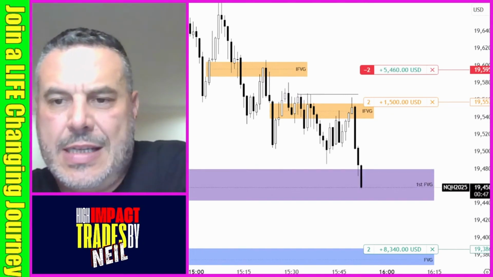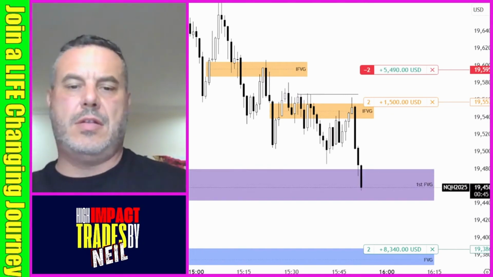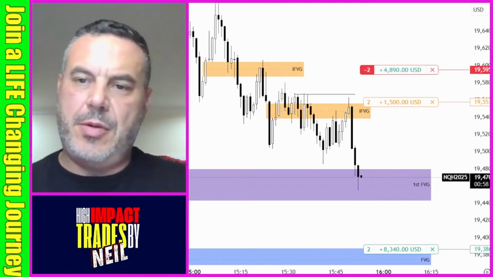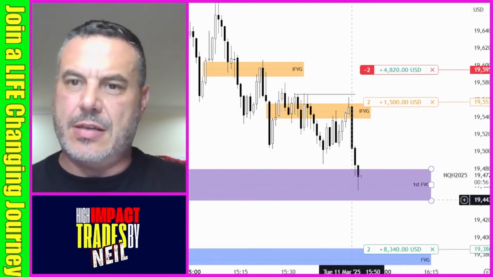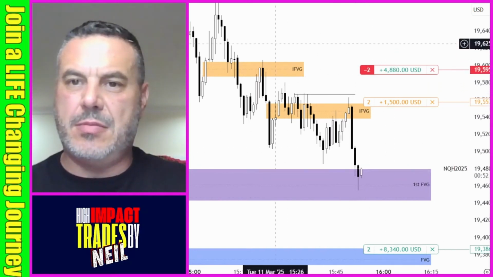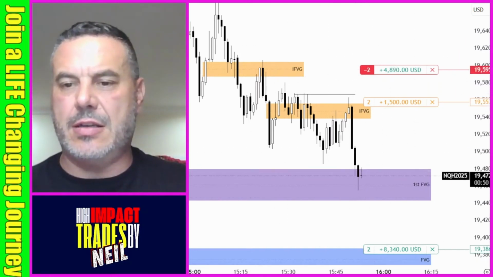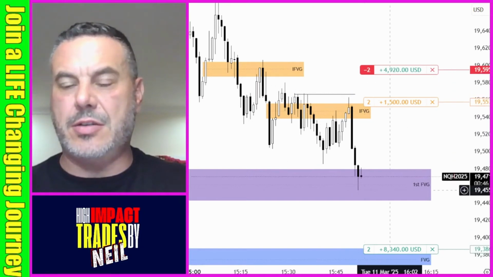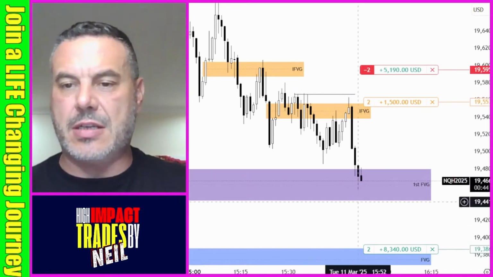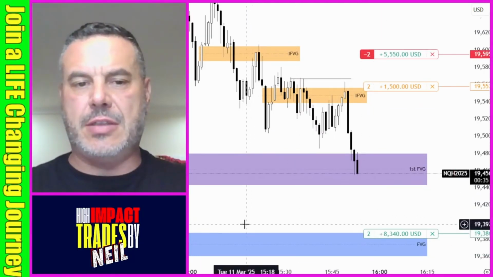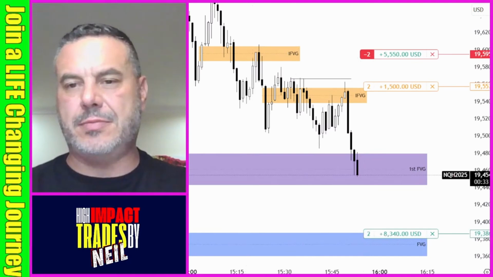All right, first target hit. Now let's see where we're going from here. Okay, so we're bouncing from there. Now we could see price come up the page, make a higher high and then a lower high, or take these liquidities out and then drop, or we can see price close below it and run down lower into this level here, because there's liquidity down here as well.